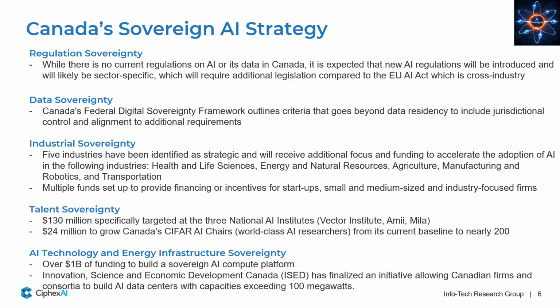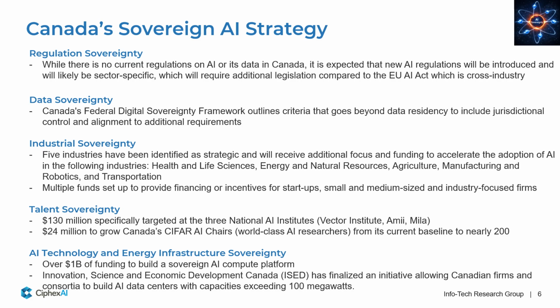Talent sovereignty. This is just a couple of things that were highlighted. There is more to ensure to attract talent. Canada has 3 national AI institutes, lots of skills and subject matter experts there that are leveraged: the Vector Institute in Toronto, Amii in Edmonton, and Mila in Montreal, as well as funding to hire more world-class AI researchers. The baseline currently sits at roughly 130, part of the Canada CIFAR AI organization, and they want to take it to close to 200.